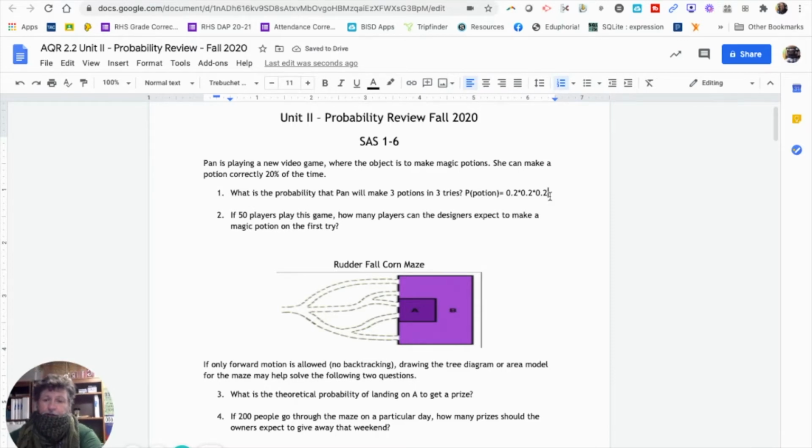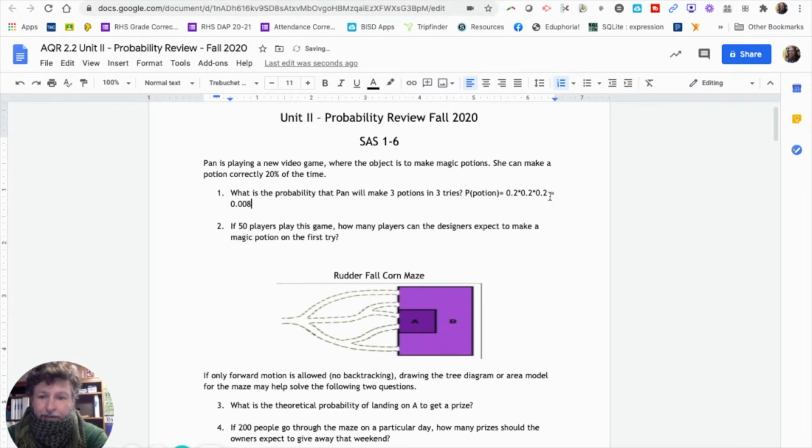So if we do this on our calculator, I'm going to do it on my phone real quick. 0.2 times 0.2 is 0.04. And 0.04 times 0.2 is 0.008. Let's double check that real quick. 0.2 times 0.2 times 0.2 is 0.008, or 0.8%. Okay? That's a very slim likelihood that Pan will be able to make 3 potions in a row.